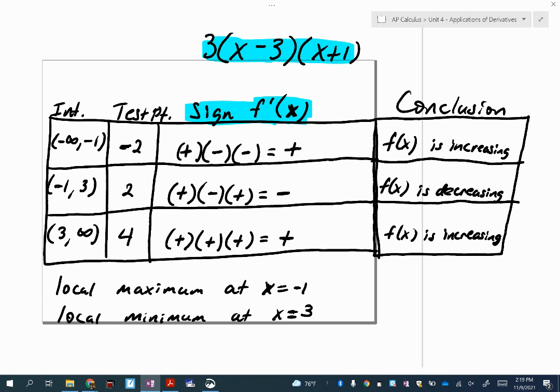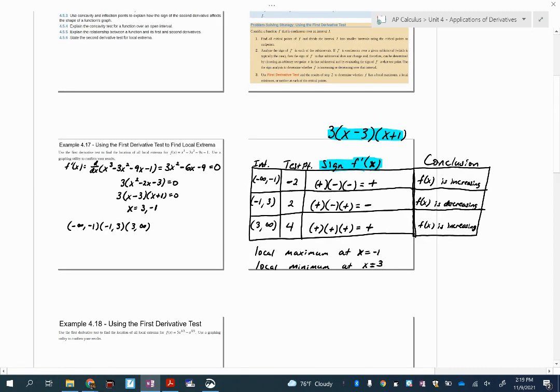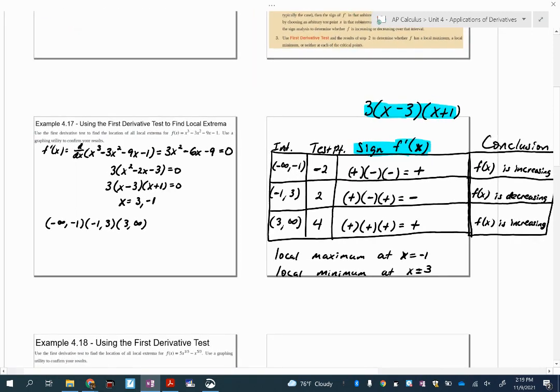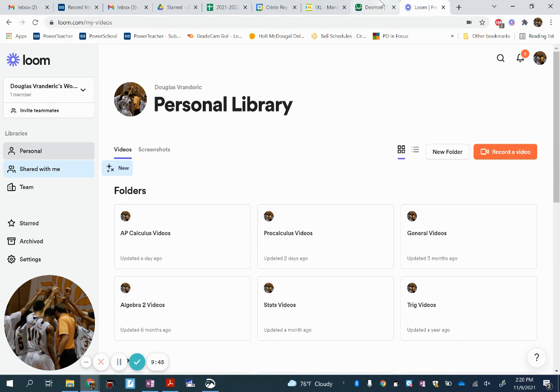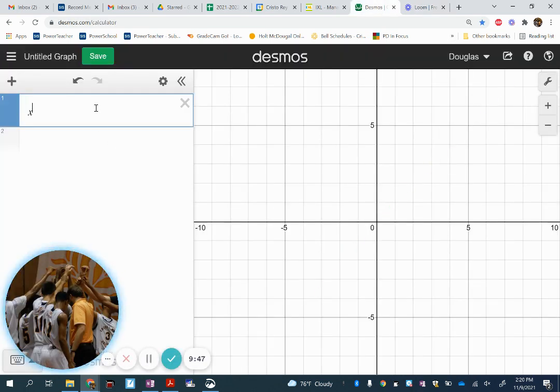Now let me show you, on our graphing calculator with Desmos, to summarize, hopefully, in your brain what all just happened. All right, so I'm going to type in the original function, x cubed minus 3x squared minus 9x minus 1.